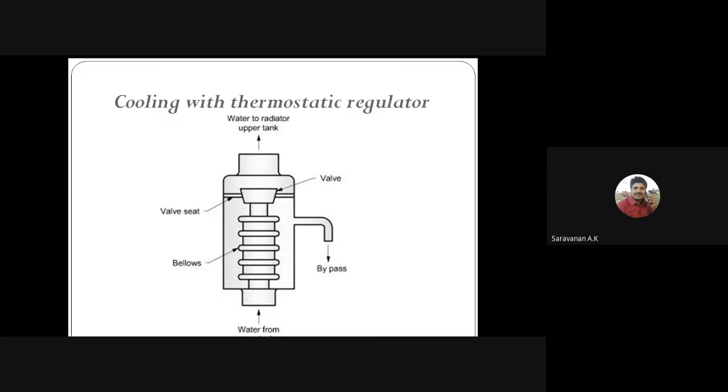In some conditions, once we stop the engine, the pump circulation will be cut off. But after switching off the engine, there is still some heat in the engine. That heat also we have to dissipate to the atmosphere, that heat also we have to reduce and cool. So how does the system work there? By means of the thermostat. If a temperature difference is there, the thermostat will work.